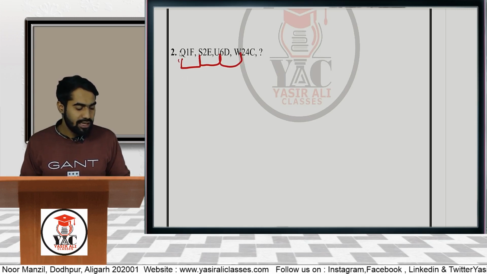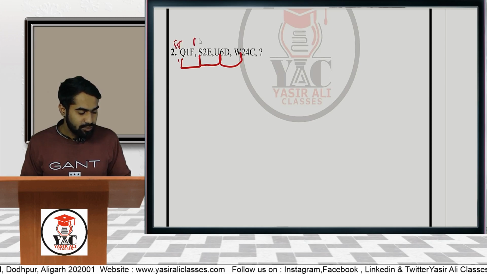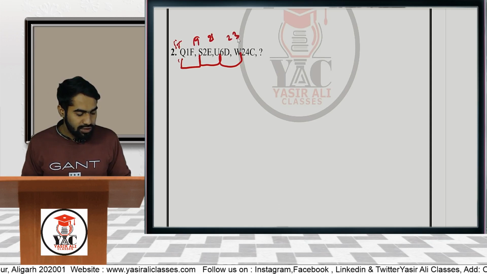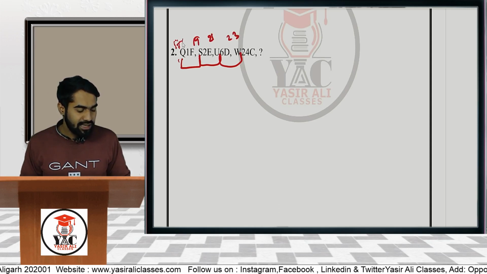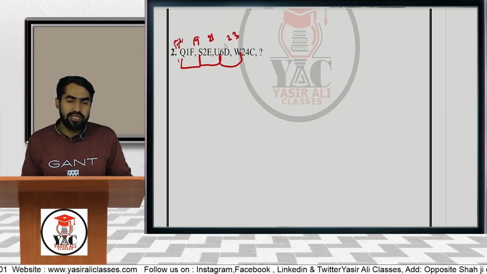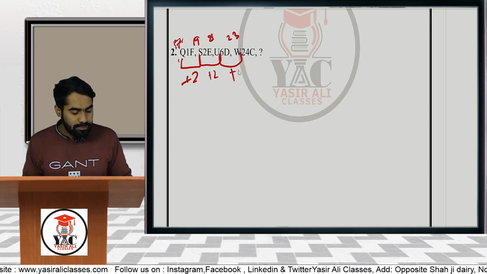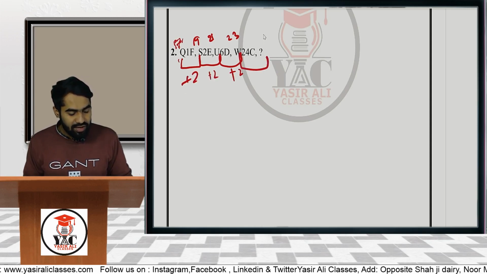Now if you see here, Q's position is 17, S position is 19, U position is 21 and W position is 23. 17, 19, 21, 23. You can see odd numbers plus 2. So next time what should we do? We can also do plus 2. Next time when it's plus 2, then it will become 25. So it should be Y after plus 2.